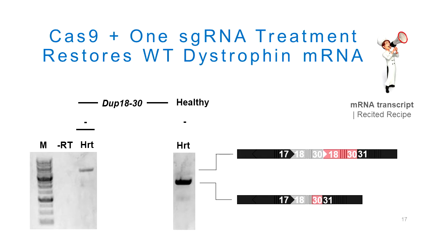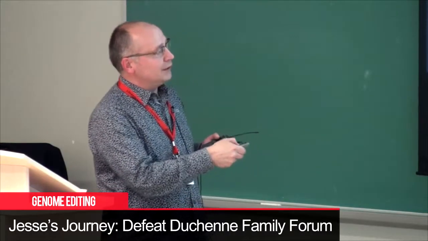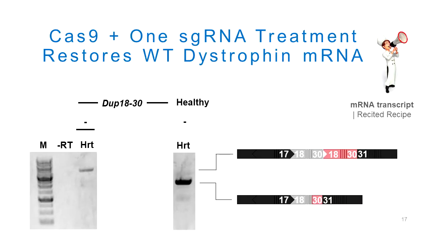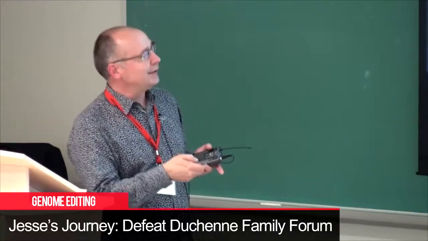Here is the first example. If you look at the recipe, this recipe is longer and this recipe is shorter. Shorter corresponds to healthy and longer corresponds to DMD mutation. As soon as we deliver treatment, now we are seeing that we have both. The longer form is still present, but we are seeing the appearance of a shorter form. And that is the wild-type, full-length dystrophin recipe being produced in our mice.